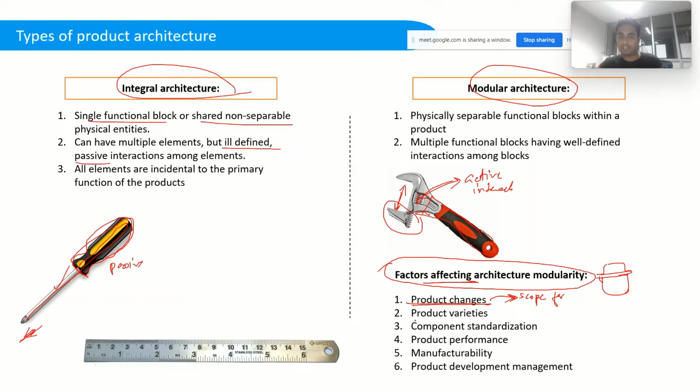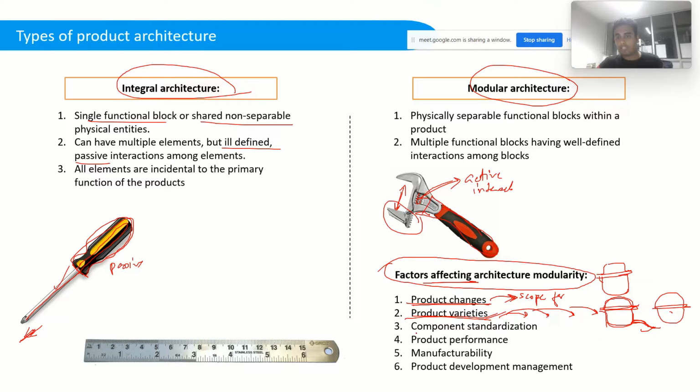So that is product changes. Similarly, product varieties. With modularity, you should be able to achieve a family of products. One particular product is more like a modular family, and another particular product has the same assembly, but one is wired and the other one is wireless. They share almost similar modules, and just one extra part comes. So this enables product varieties.